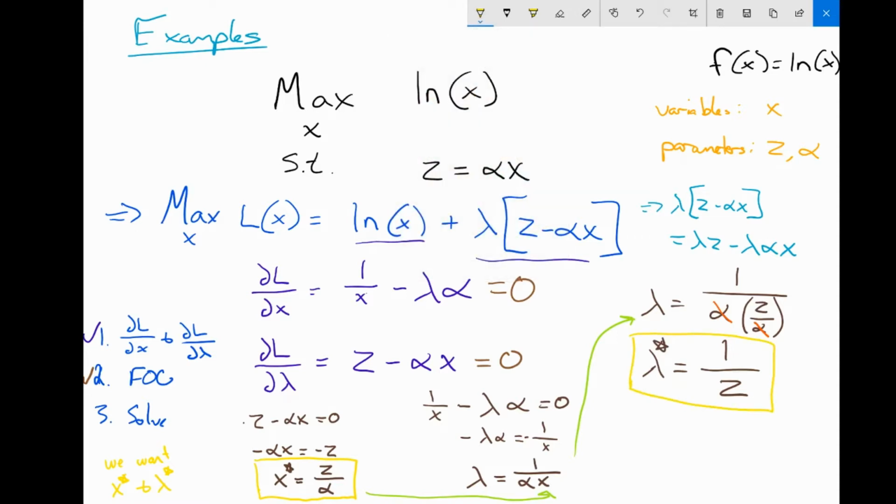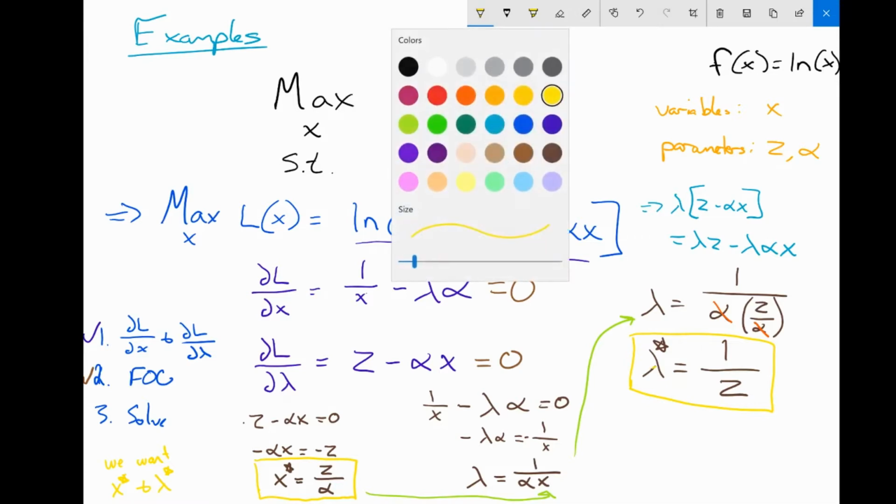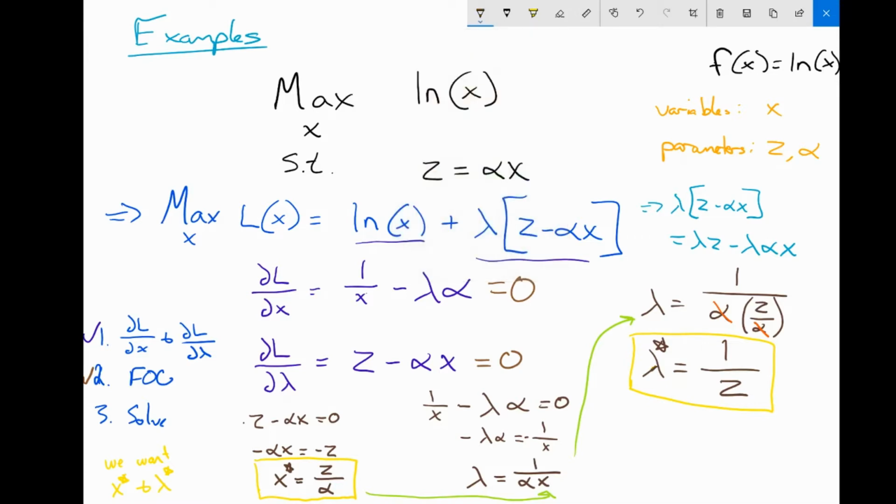So now we have our solutions. X star, the optimal x, is z over alpha. The optimal lambda is 1 over z. And there we have it. We have completed our constrained optimization. We've found the optimal values for x and lambda. Okay, so that's a good example. Let me go ahead and save that.